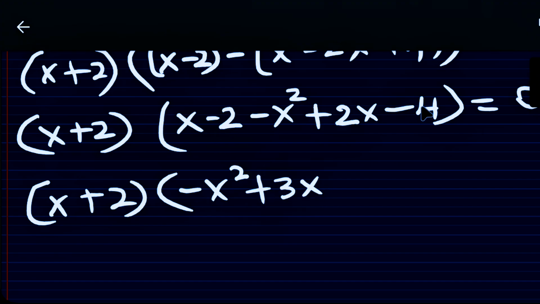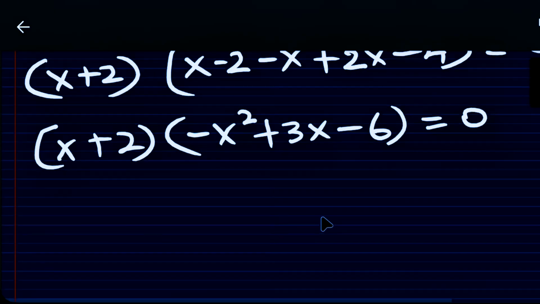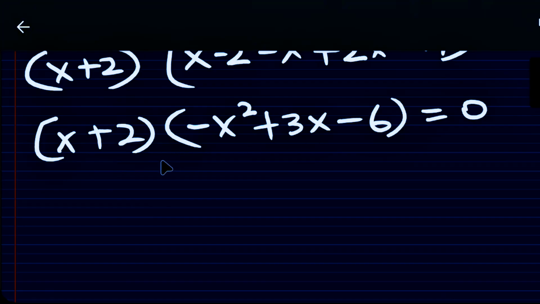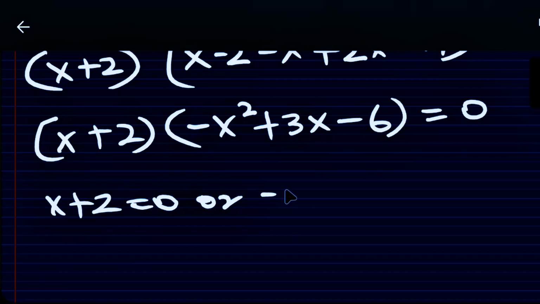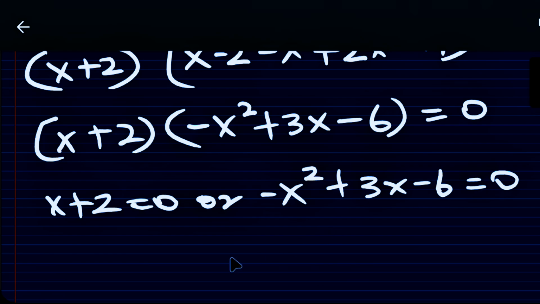Minus 2 minus 4 will give us minus 6, and all this equals 0. So from here you can see that we have two values here. Now from here we are going to apply the zero product rule, and the rule says that either x plus 2 equals 0, or minus x squared plus 3x minus 6 equals 0. So from here, x will be equal to minus 2.